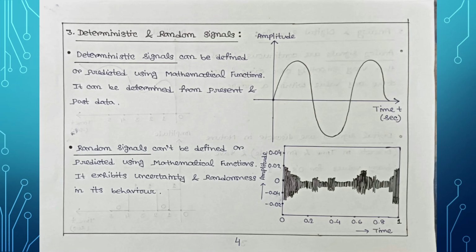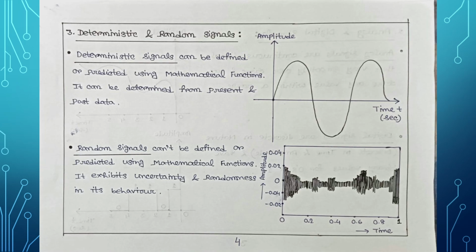Then I will discuss the third classification, which is deterministic and random signals. Deterministic signals can be defined or predicted using mathematical functions. They can be determined from present and past data. Here, it's a sine signal. So, here the mathematical expression is sine omega t.